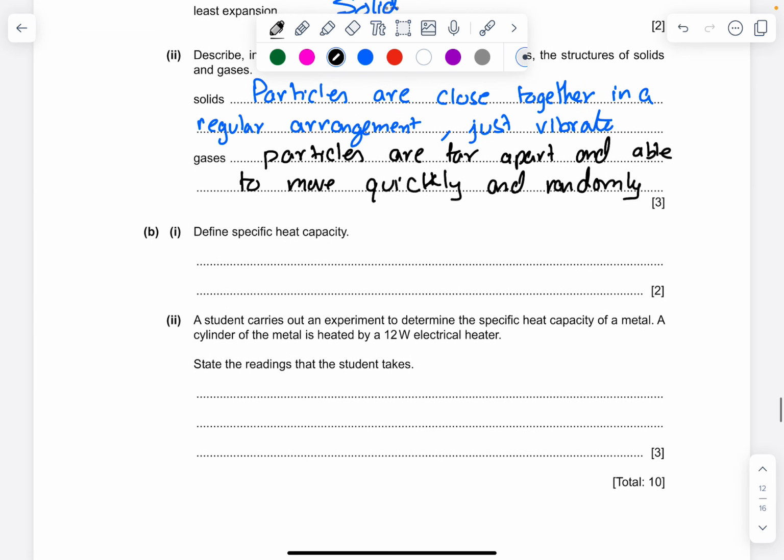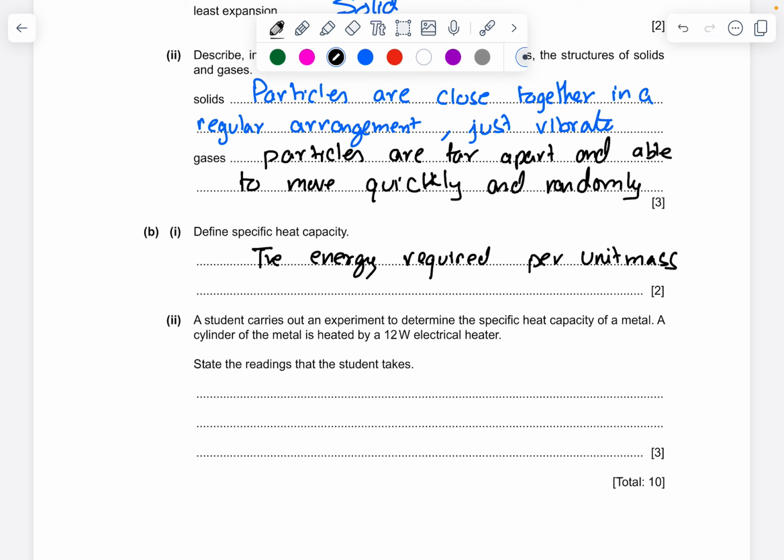Describe specific heat capacity, the energy required per unit mass per unit temperature. The energy required to raise the temperature, or energy required per unit mass per unit temperature. This is a 2 marks question, so you should compulsorily write it out. 1 mark for unit mass and 1 mark for unit temperature.